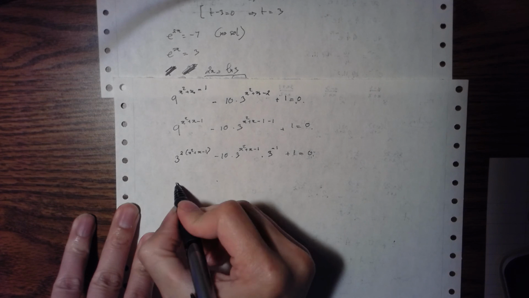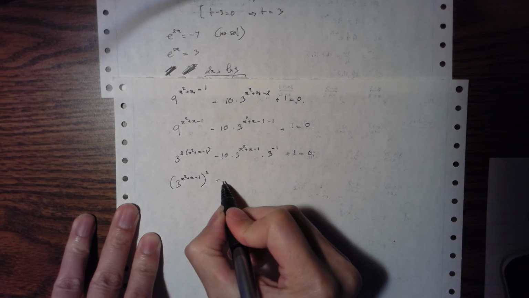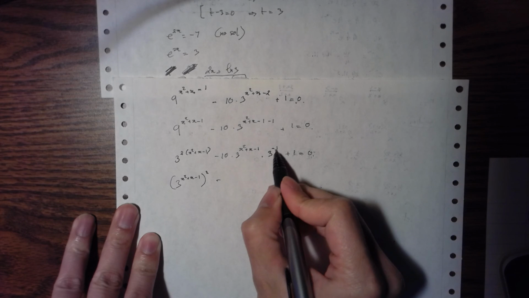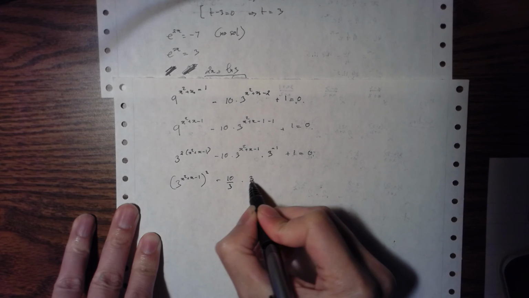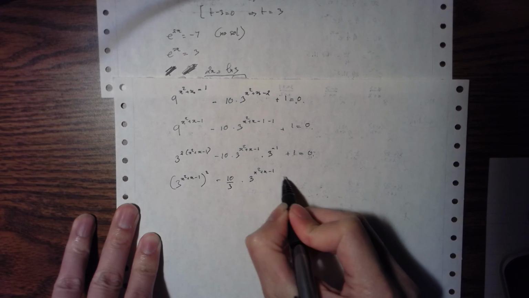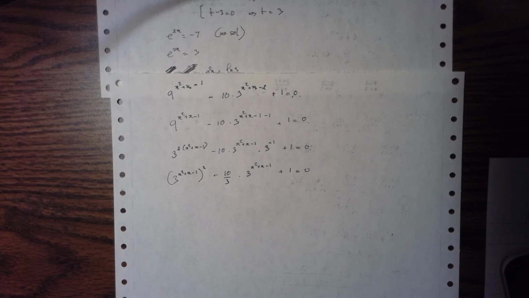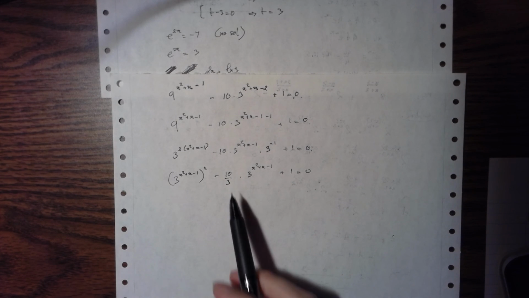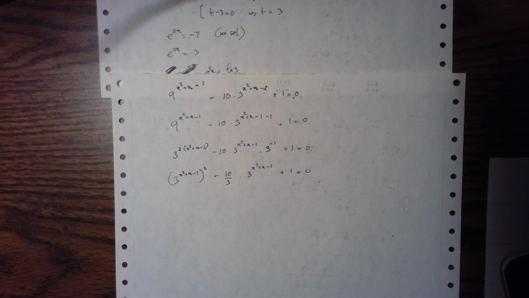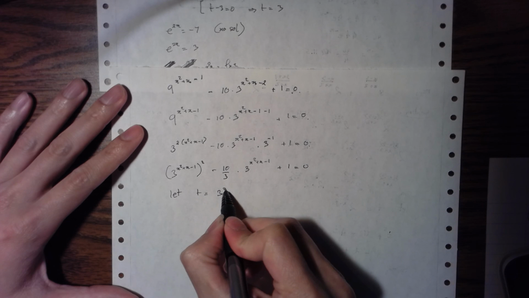And now I can write 3 to the x squared plus x minus 1, raised to the second power, minus 10 times 3 to the negative 1, which will be 1 over 3, so it will be 10 over 3 times 3 to the x squared plus x minus 1, plus 1 equals 0. Some students ask me, can we cancel 3 or no? Of course not. Of course not. You know, this is the base. This is 3 to the first. We cannot cancel.